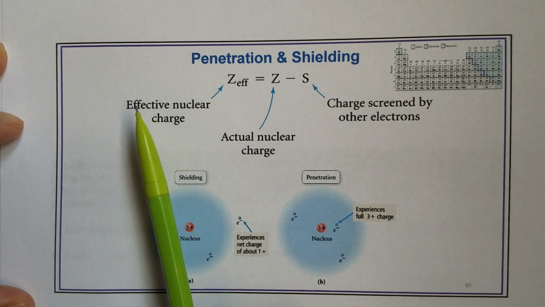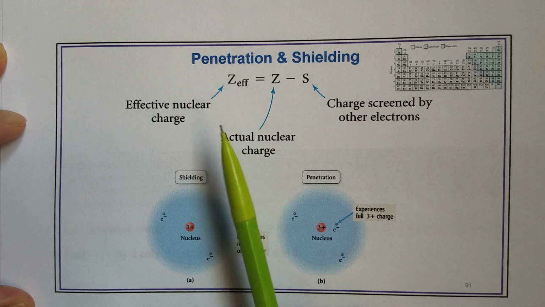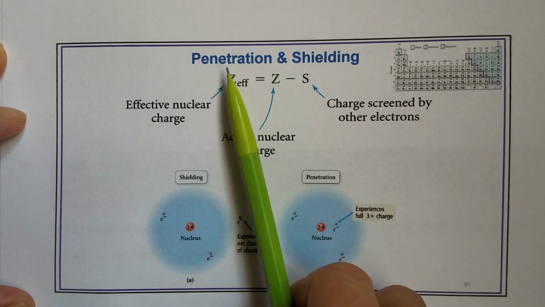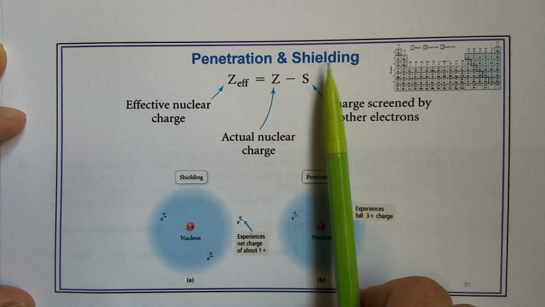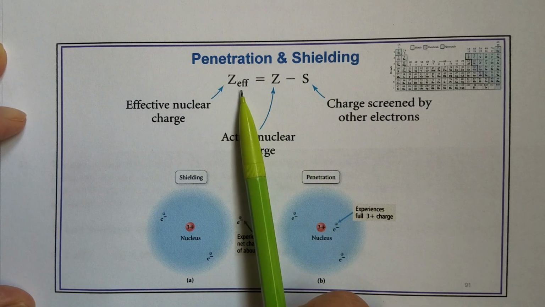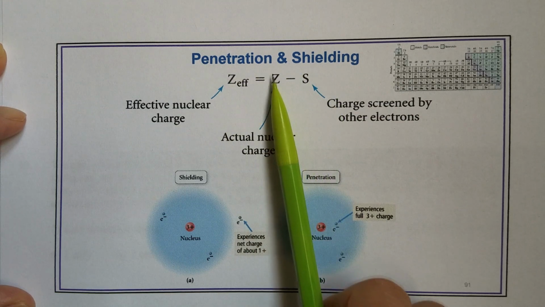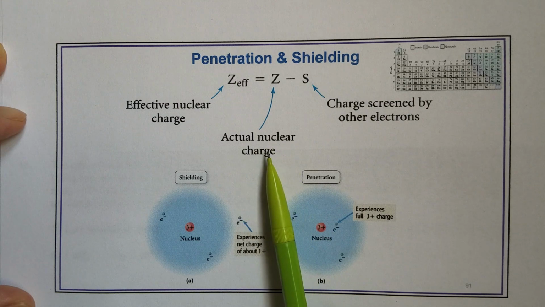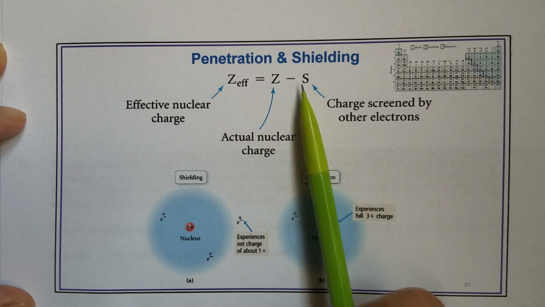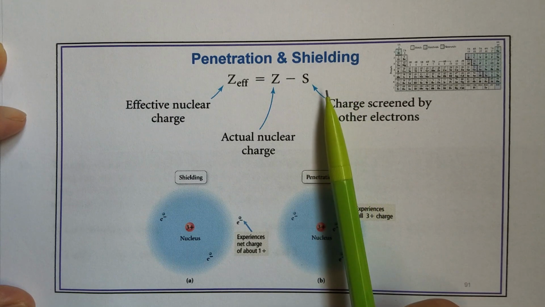Now let's review what effective nuclear charge, ZEFF, is. Basically this explains the penetration and shielding. The ZEFF can be calculated using the atomic number, which we can call the actual nuclear charge, subtracted by the shielding electrons, so the inner electrons.